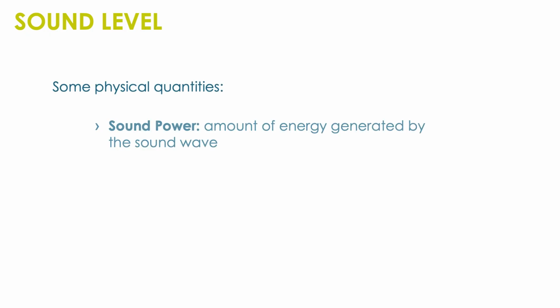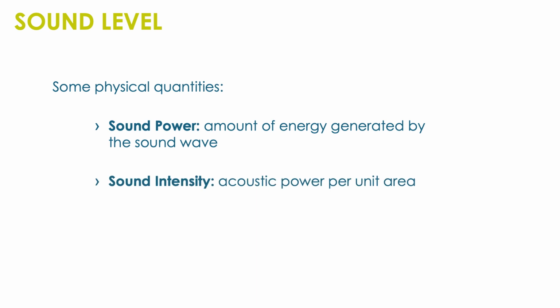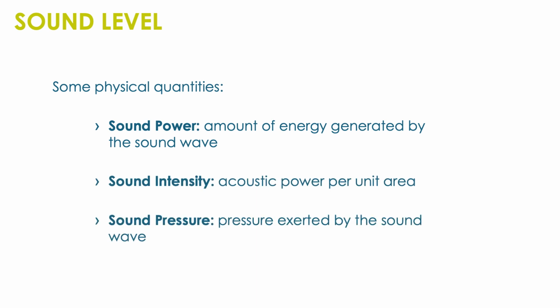So first, sound power, which is the total energy generated by the sound wave. Second, the sound intensity, which is the acoustic sound power per unit area. Third, sound pressure, which is the force exerted by the sound wave on a surface. Understanding these quantities is crucial for accurately measuring and interpreting sound in practical scenarios. This is specifically true for sound pressure, which we'll be using the most.